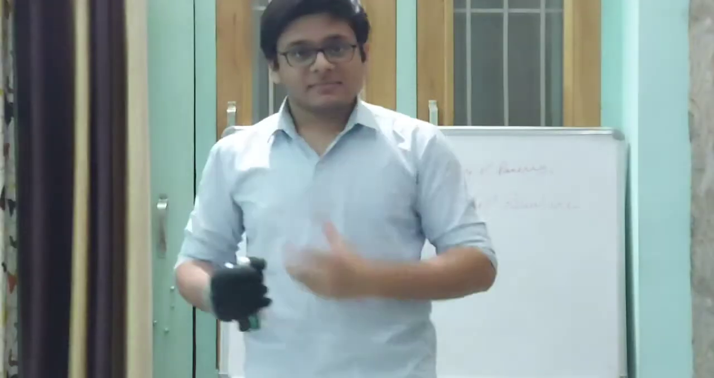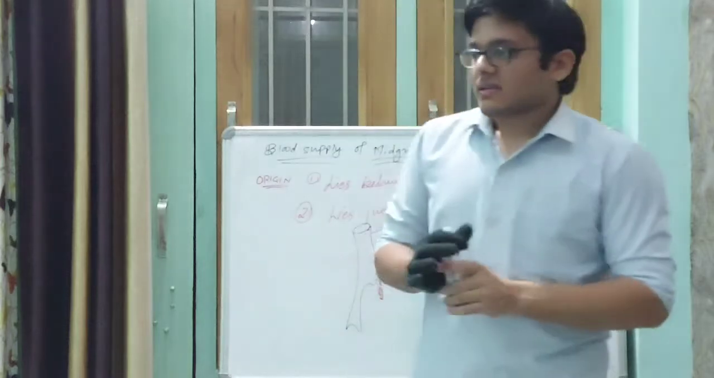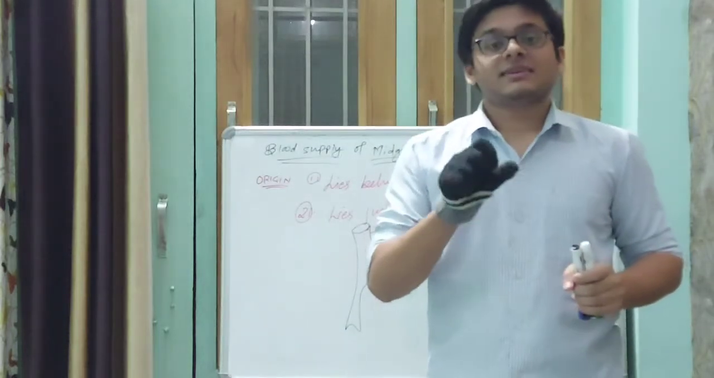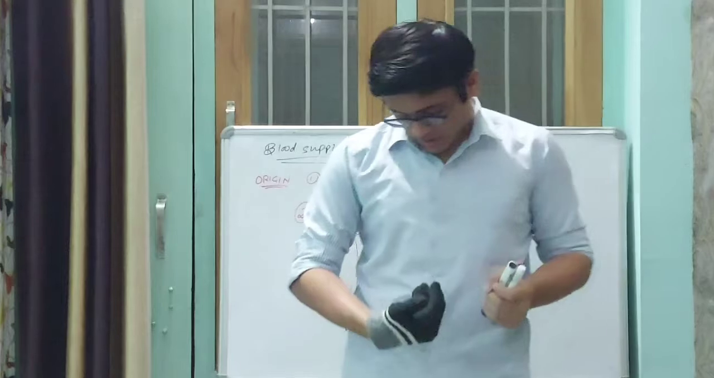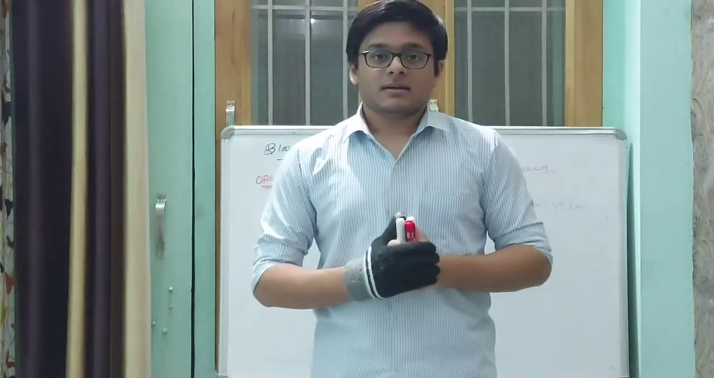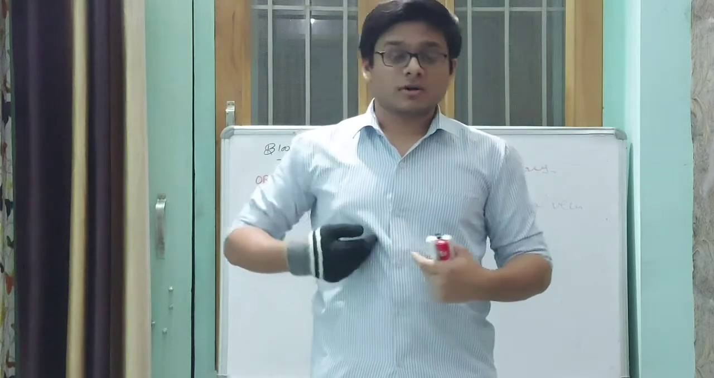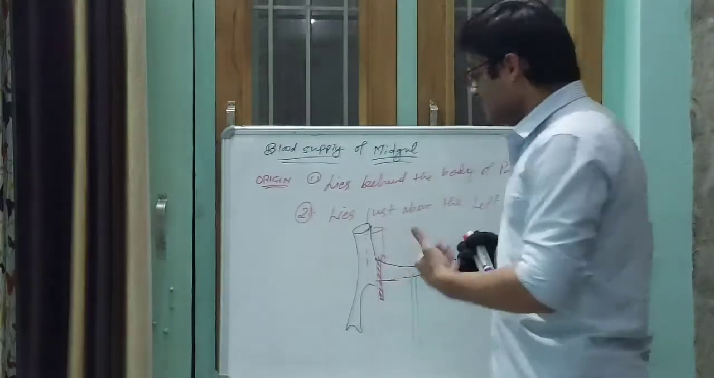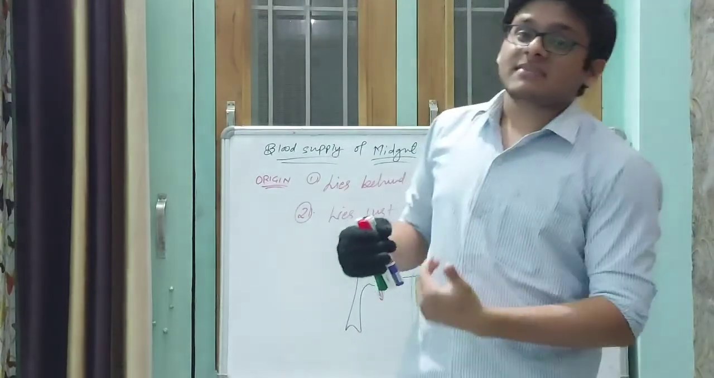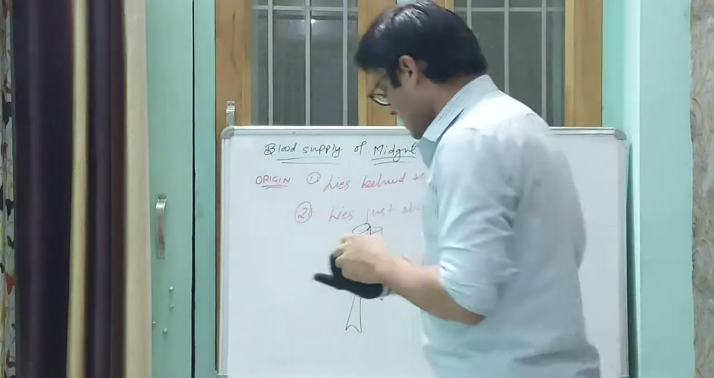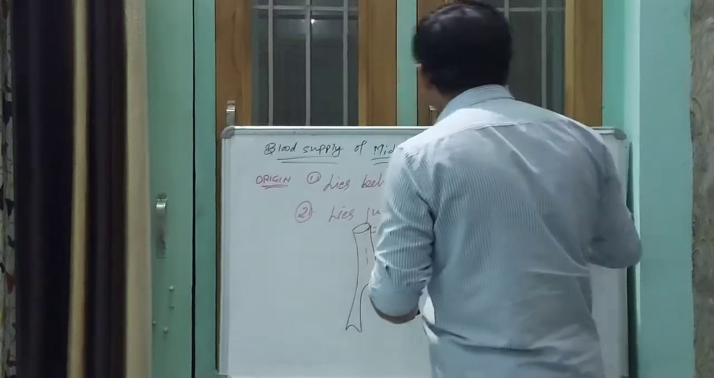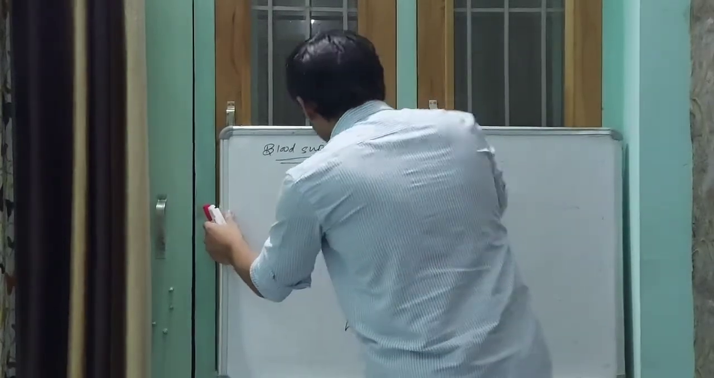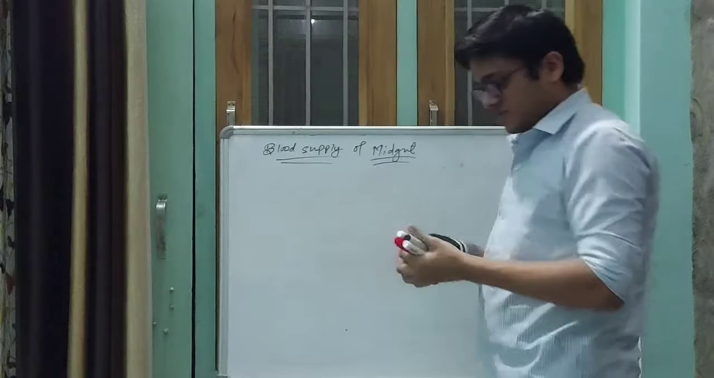Now let us briefly talk about its course. All the structures of the midgut that I discussed belong to the right side of the abdomen: the jejunum, ileum, ascending colon, and the first to third parts of the transverse colon. So to supply these structures, the superior mesenteric artery has to move toward the right. Origin is over. Let us discuss its course.